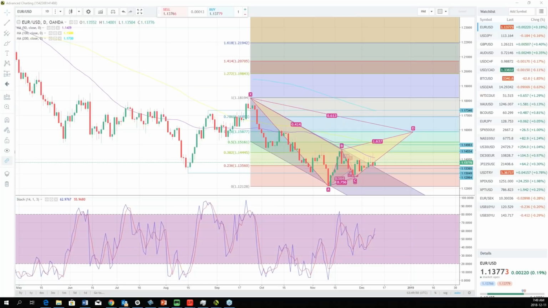And that particular Gartley is something that I don't normally utilize, so it's really interesting to see it utilized on this chart.